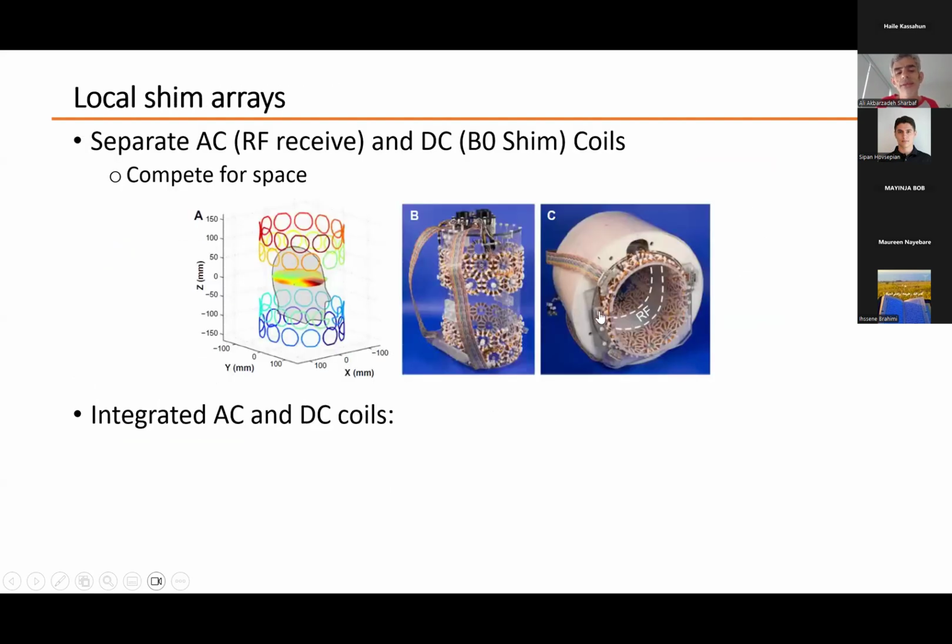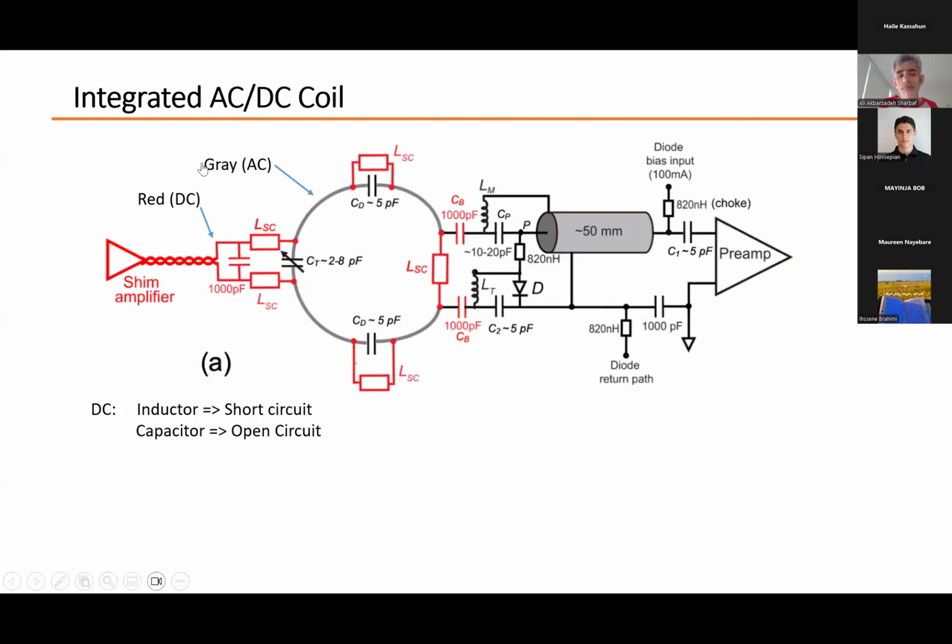Here is an example. These loops are installed on the top and bottom of the head. DC current will be injected into these loops, and the B0 field generated by these loops can be controlled to cancel out the B0 inhomogeneity inside the subject. The other way is to have both receive coils and the B0 shim coils inside the same coil, just like this.